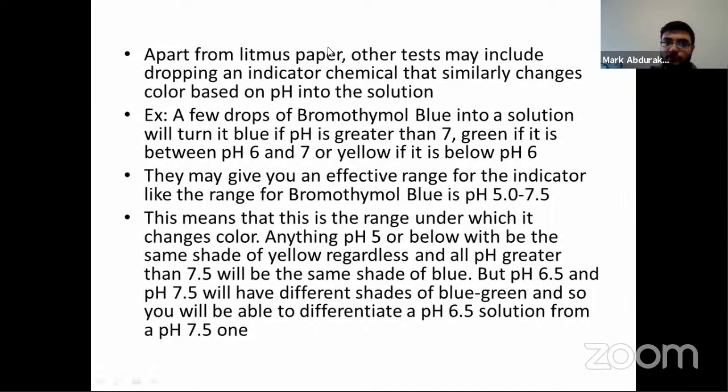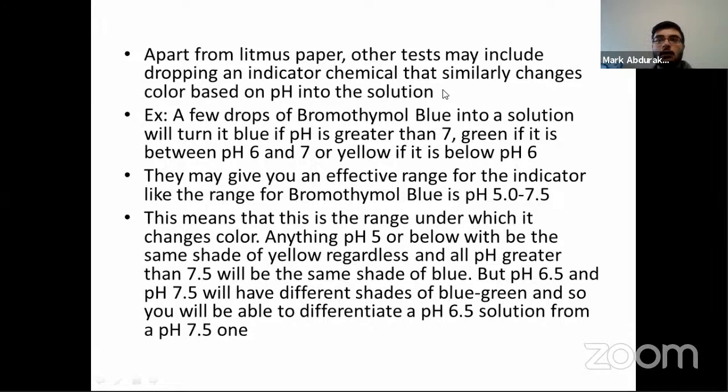You don't really have to know the mechanism behind color change, because it's a lot more complicated. It involves a lot of optics, and each indicator is also different. For bromothymol blue, generally it involves structural changes and double bonding, resonance structures, things like that. But each one is different and you don't really have to know that, right? One thing they may give you is an effective range for the indicator. For example, the range of bromothymol blue is about pH 5 to pH 7.5.